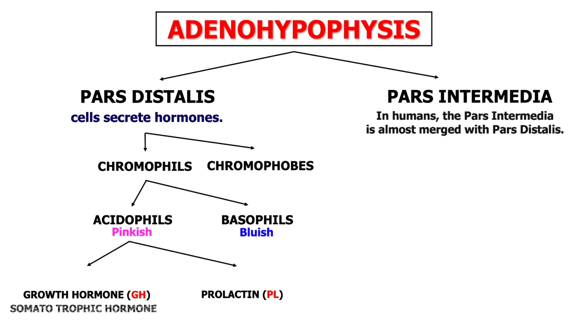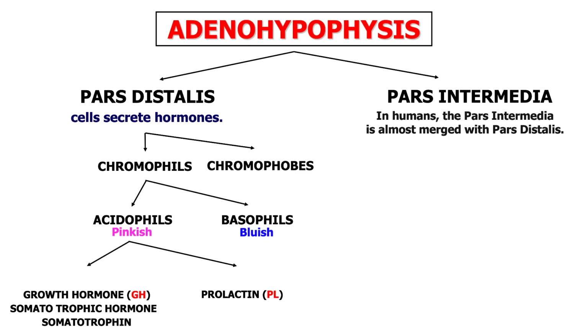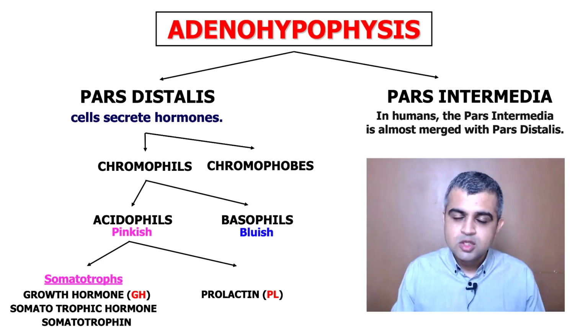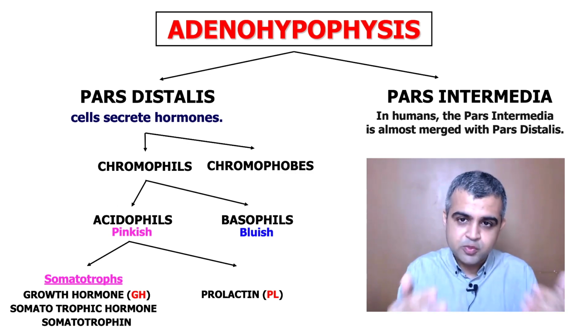Growth hormone is also called somatotrophic hormone, body stimulating hormone. The third name for growth hormone is somatotropin. So you take somatotrophic hormone, hormones are mostly protein, somatotrophic protein, somatotropin. Growth hormone, somatotrophic hormone, somatotropin. I hope these three words are clear with everybody. So the acidophils which produce this are called somatotrophs. Somatotroph is the cell which produces somatotrophic hormone.